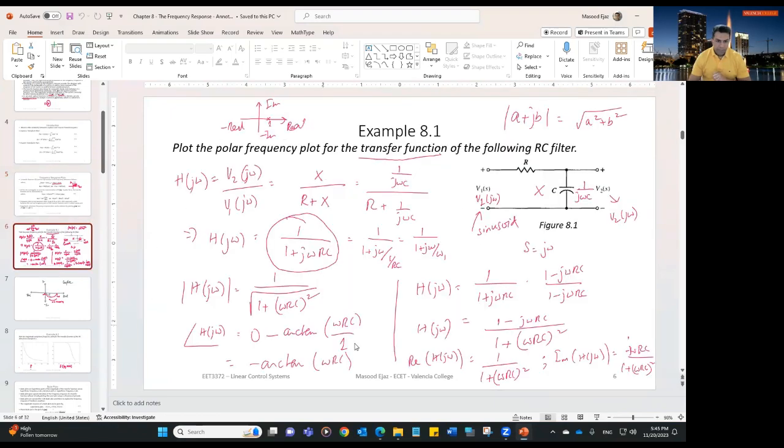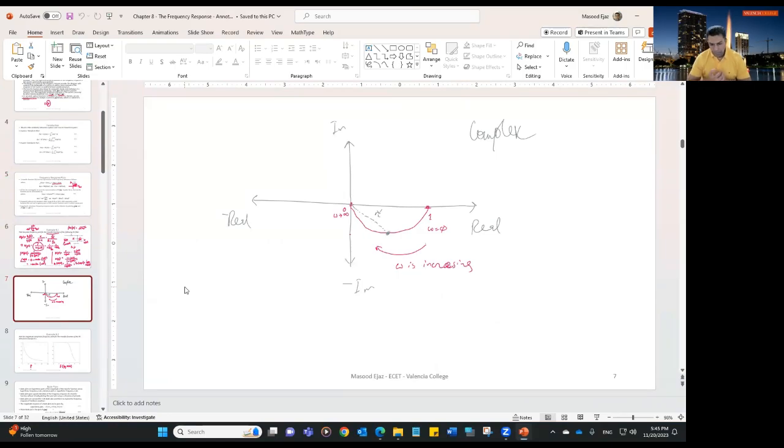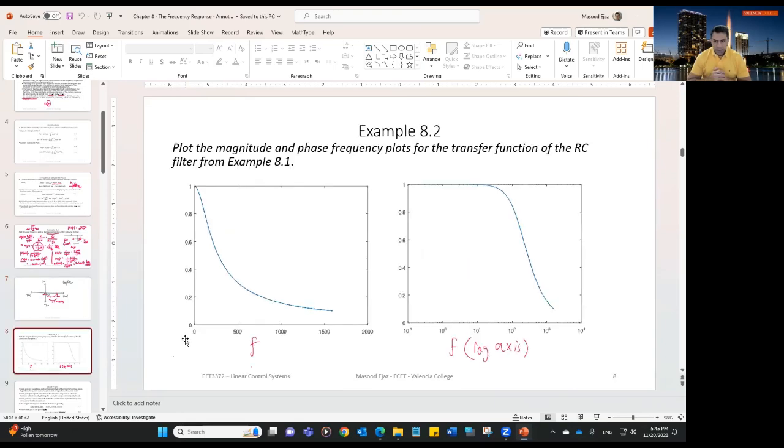So we did an example in which we had a low-pass filter, and for this example, we plotted the response in polar form, that is the real part versus imaginary part of the transfer function. We also looked at an example for the same circuit, low-pass filter, such that we plotted its magnitude response versus frequency, and phase of the transfer function versus frequency.